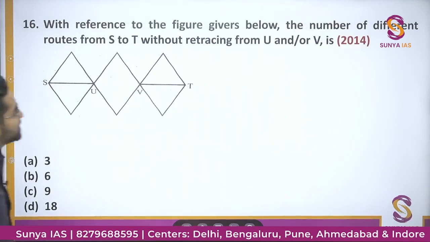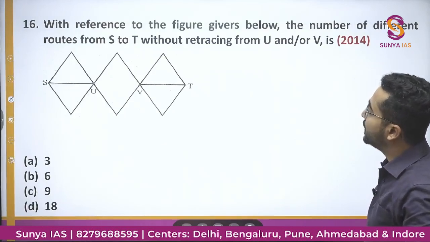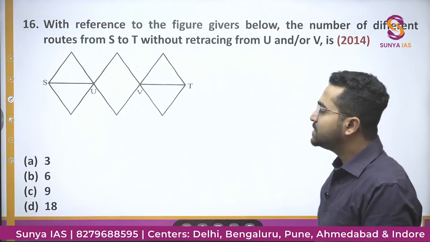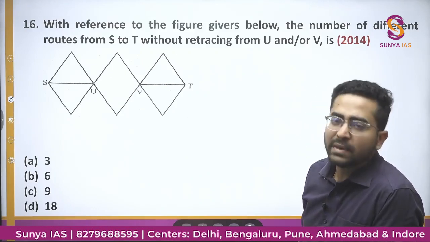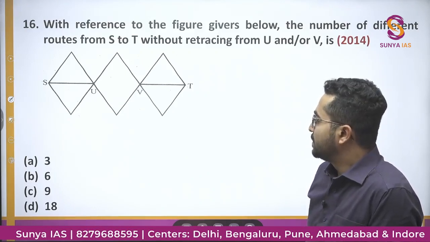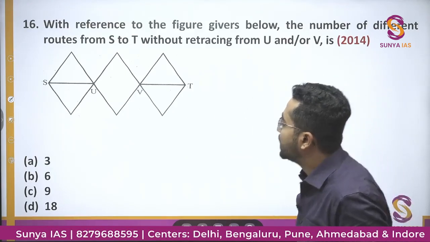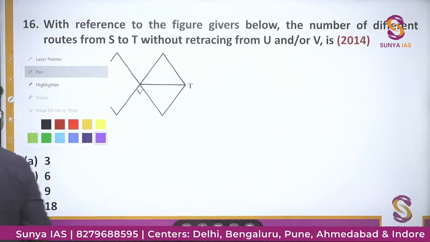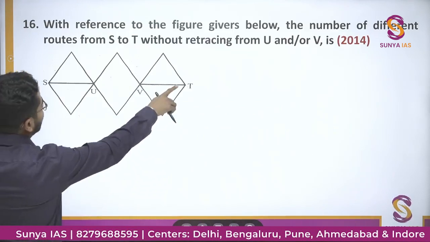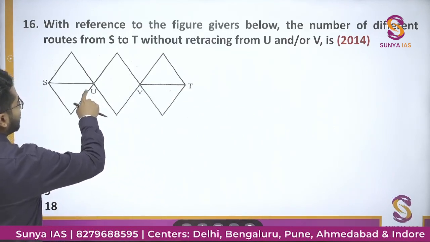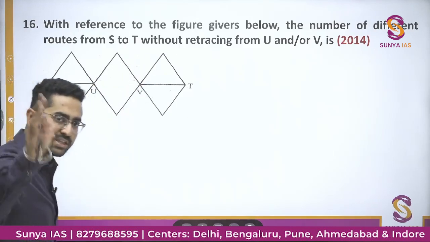With reference to the figure given below, the number of different routes from S to T without retracing from U and/or V is. Actually, this is a question of routes and networks as well as non-verbal reasoning. Kisi bhi topic mein kar sakte ho. But we have taken this in non-verbal reasoning, so we'll solve it here only. Kya karna hai? Isme hame S to T jana hai without retracing from U. Aisa nahi ki U se phir hum ghoom gaye, V se ghoom ke phir se aa gaye, aisa nahi. Ek baar mein jana hai S to T.